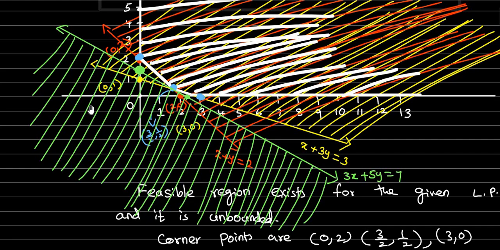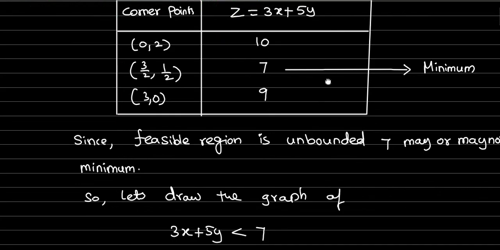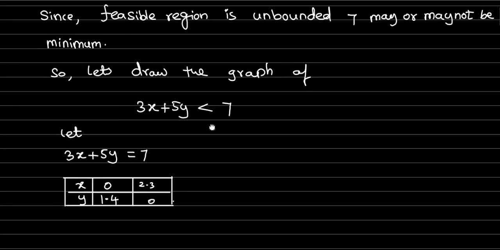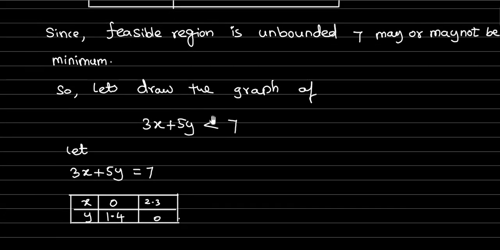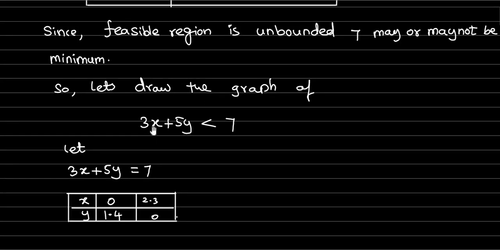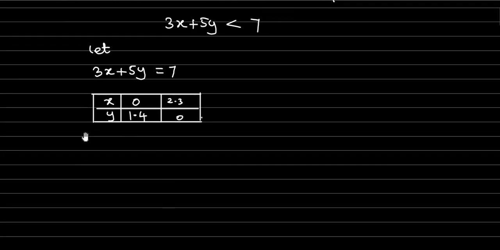So now we can finalize that 7 is the minimum. You understand? After drawing the graph of 3x plus 5y less than 7, you can notice that the feasible region and the solution space of this one have no common point. So we can say that 7 is the minimum. We can confirm now.